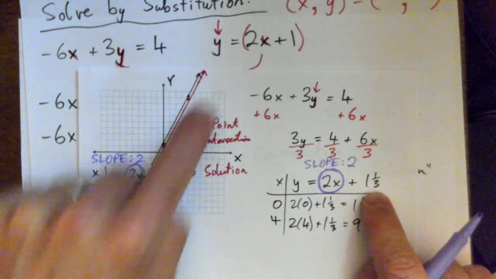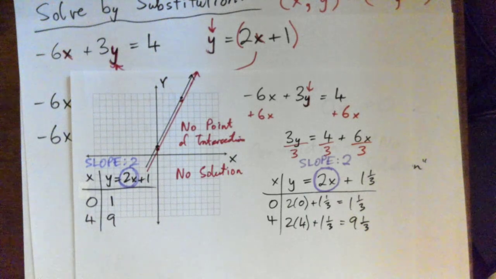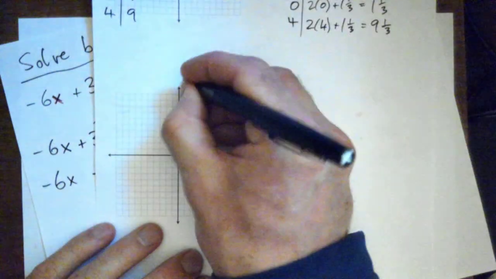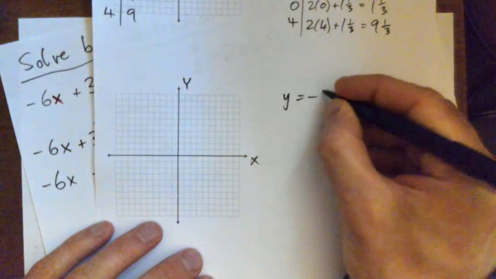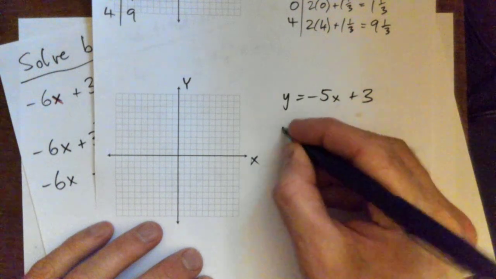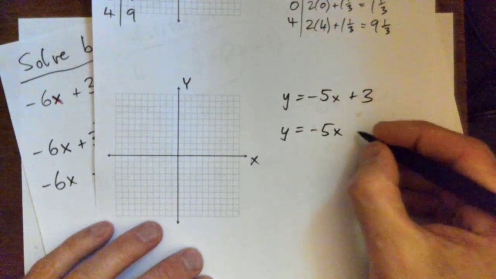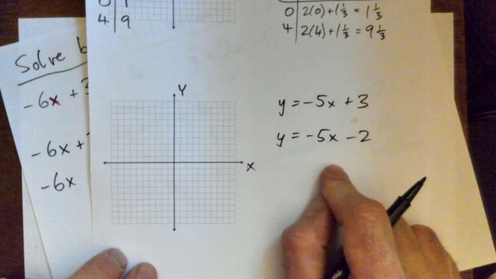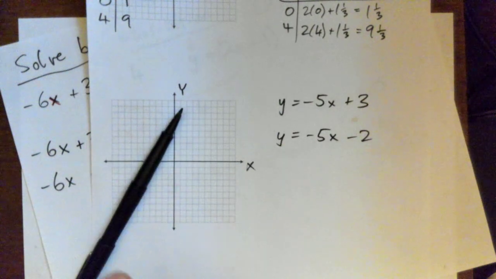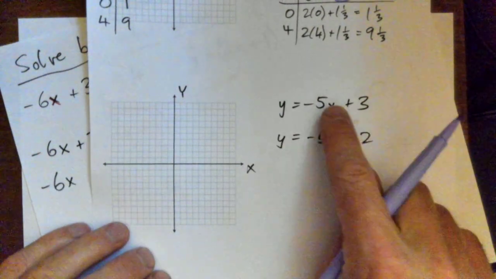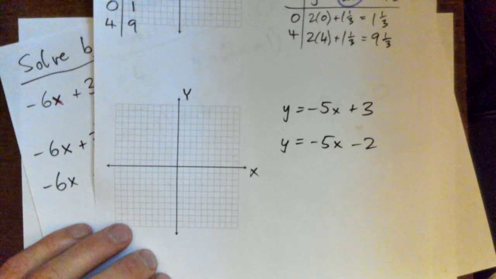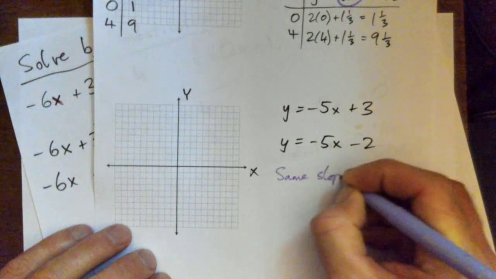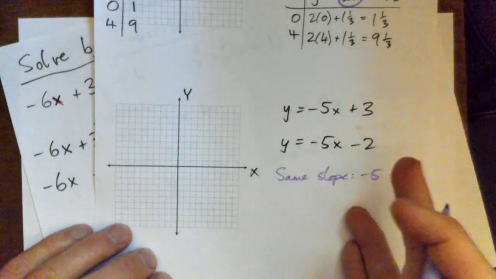I'll give you guys another example. Really quickly, what if you had y equals negative 5x plus 3 and y equals negative 5x minus 2, right? What do you think the solution is to this pair of equations? Well, tell me about the slopes. Right. So these guys have the same slope, which is negative 5. I just made this up, by the way, just an example, everyone watching from home. Same slope, negative 5, and the y-intercepts are different, right?